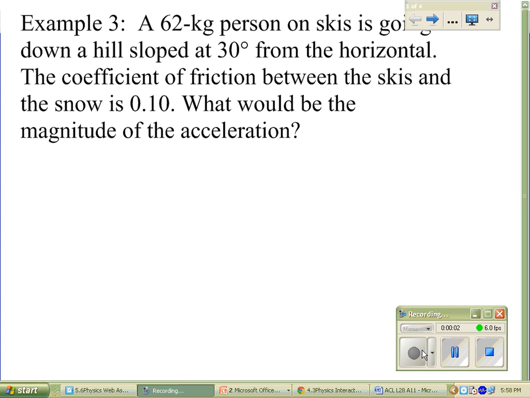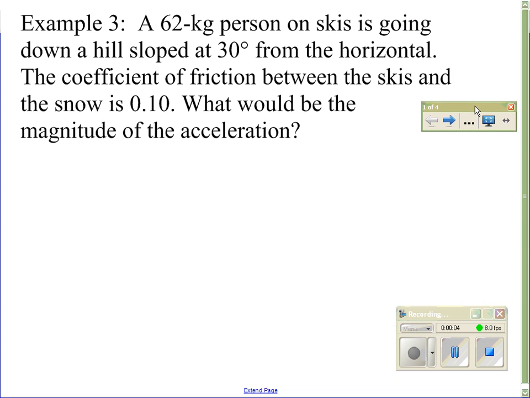This is another WebAssign problem. This time it's an inclined plane with friction. So we have a 62 kilogram person on skis going down a hill sloped at 30 degrees from the horizontal. The coefficient of friction between the skis and the snow is 0.10. What would be the magnitude of the acceleration?